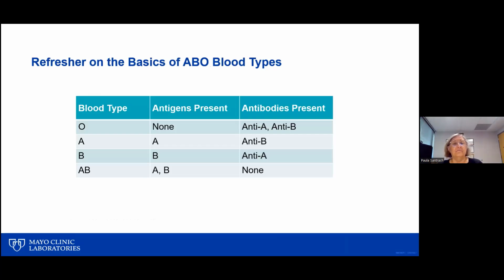So let's do a refresher on the basics of ABO blood types. Remember, there are 4 different blood types. There's blood type O, and when you are an O, you don't have either the A or B antigens on your cells, but you have anti-A and anti-B in your plasma. This is what we call the universal donor. You can give type O blood to a lot of different people with different blood types because they don't have any of those antigens present. If you're a type A, you have A on your red cells and you have anti-B circulating in your system. If you're a type B, you have B on your red cells and you have anti-A circulating in your plasma. And if you're AB, you have both of those antigens present on your red cells, and you don't have either anti-A or anti-B.